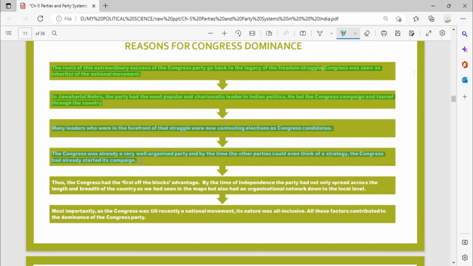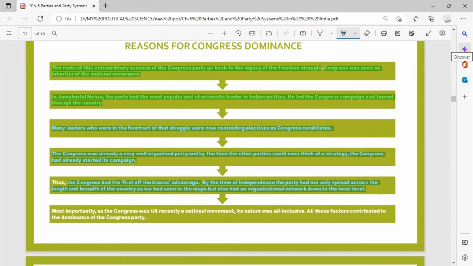Remember, except for the Communist Party, most of the parties in India originated only after 1947. That's why Congress was already an organized party. It had its reach across the country. Related to that, the next point is that the Congress had the first-off-the-block advantage. By the time people even thought of contesting elections, Congress had already run half the race, because it had its presence all over the length and breadth of the country, and also an organizational network down to the local level. Its organization went down to the lower levels.